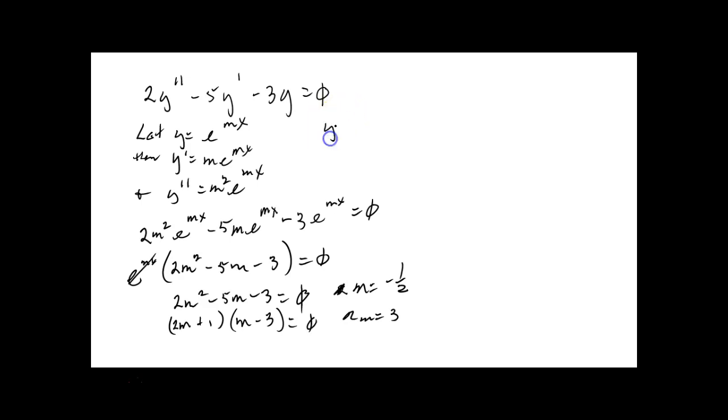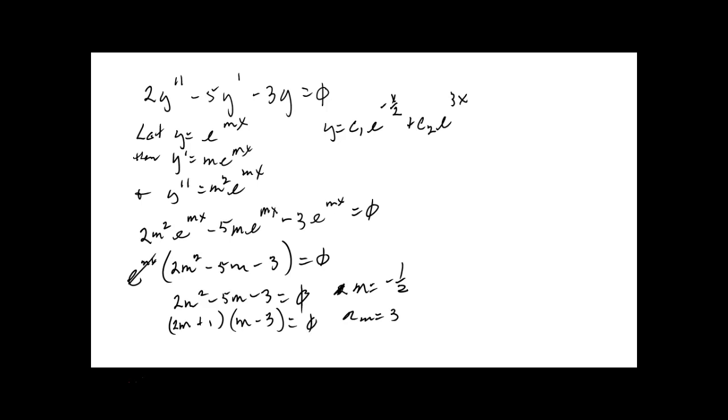So your y now is going to be c1 e to the minus x over 2, or minus 1/2 x, however you want to write it, plus c2 e to the 3x. There's your general solution. Two arbitrary constants because it's second order. No boundary or initial conditions, so we leave it in general form. Make sense? That's the superposition principle.